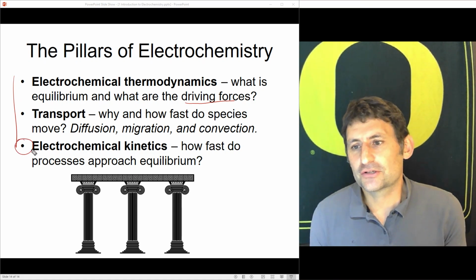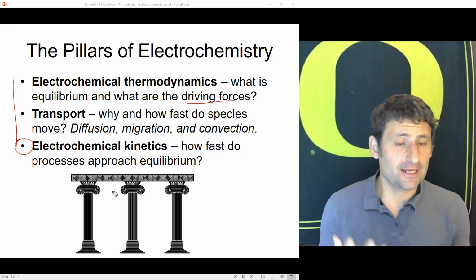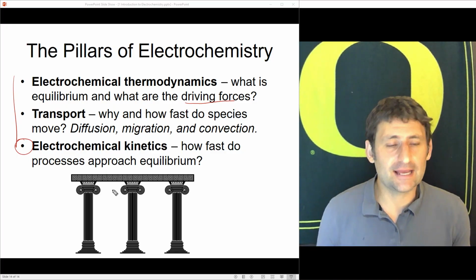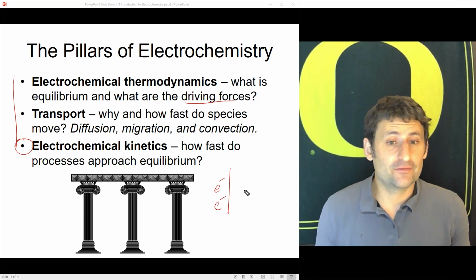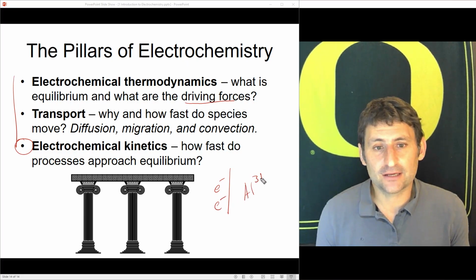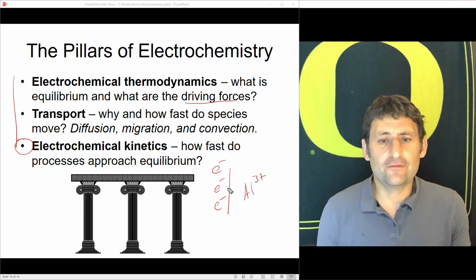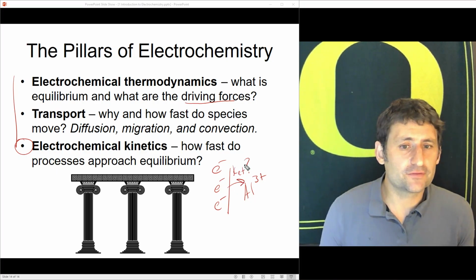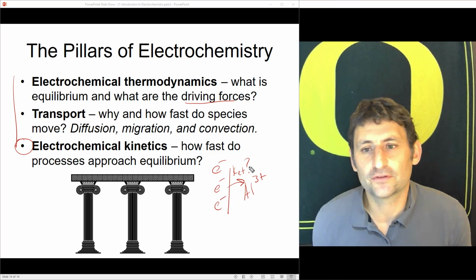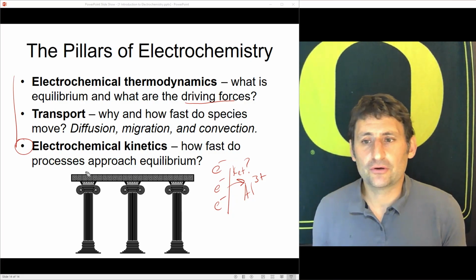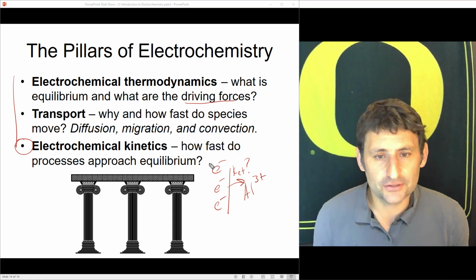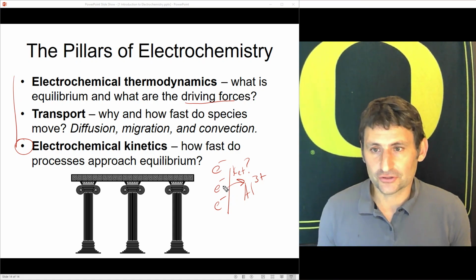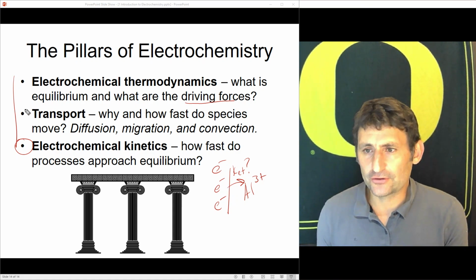Another pillar is electrochemical kinetics. So electrochemical kinetics tells us how fast processes happen. For example, if I have a bunch of electrons and I have, say, a bunch of aluminum 3 plus, how fast do those electrons transfer? What's the rate constant for electron transfer there? And so there's a whole theory which we'll go through in much detail that allows us to understand and calculate electron transfer rates. And then the third pillar is transport.